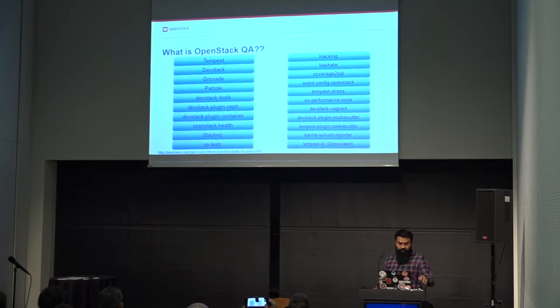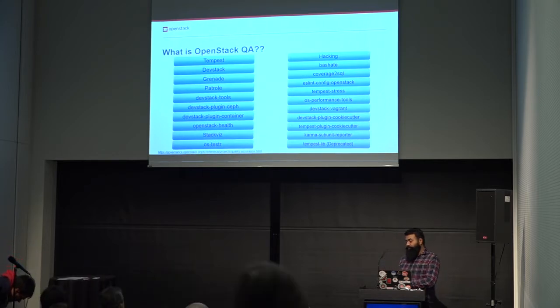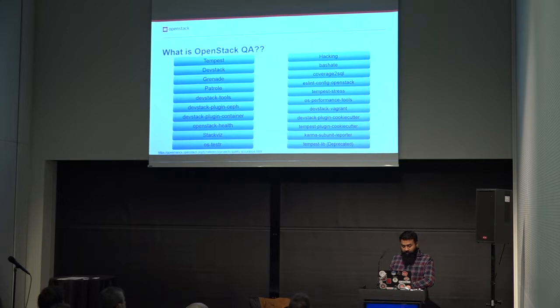And there are a lot of other tools also. We have plugins for DevStack, and we have test result data tools like OpenStack Health, Stackviz, and os-testr to run the test cases. Hacking we have for checking the code style within the OpenStack code. And yes, there are a lot of other projects also. A few of them are deprecated, like the last one, Tempest-lib, which was deprecated one or two years ago and which we have moved into Tempest itself. So these are the current repositories, or sub-projects, under QA.